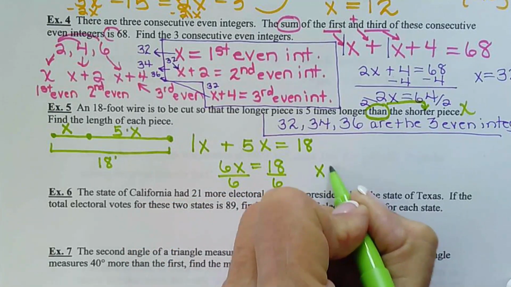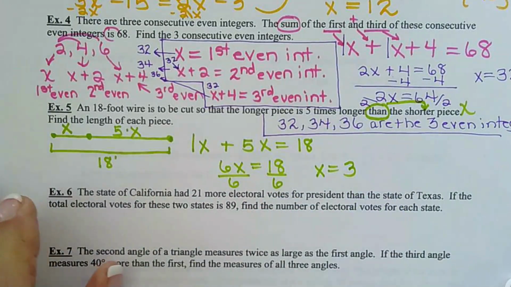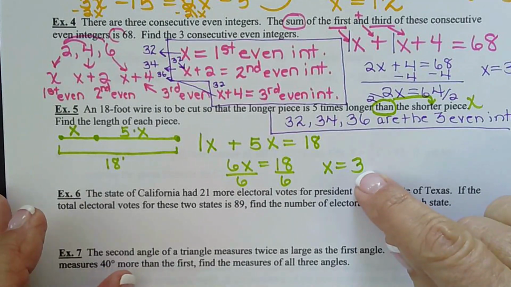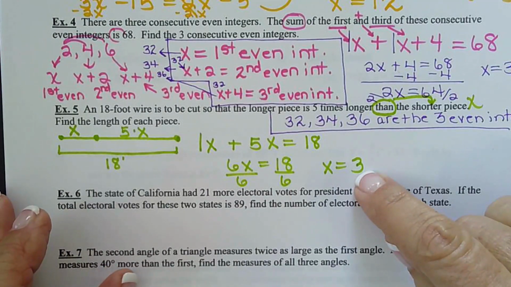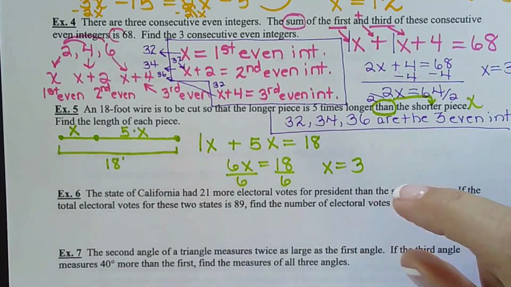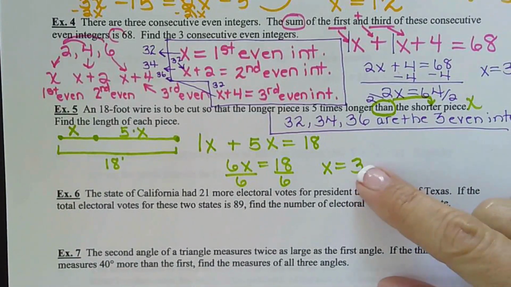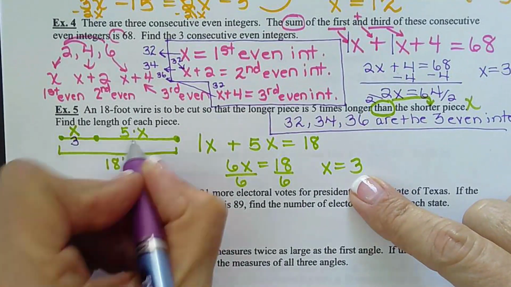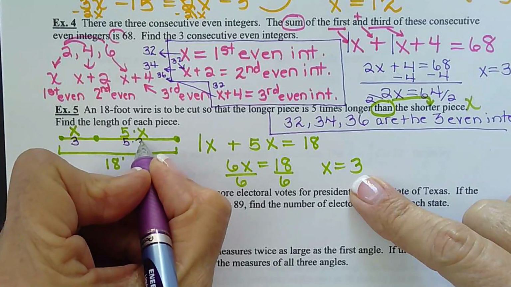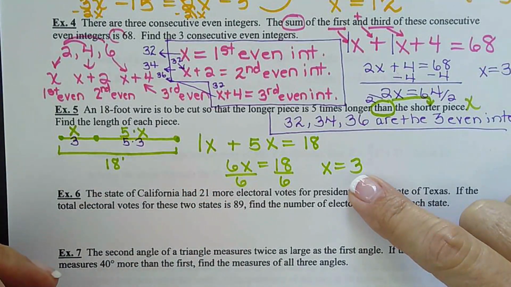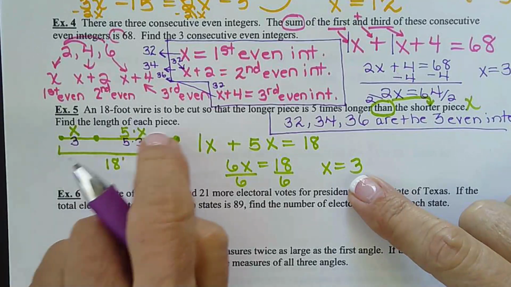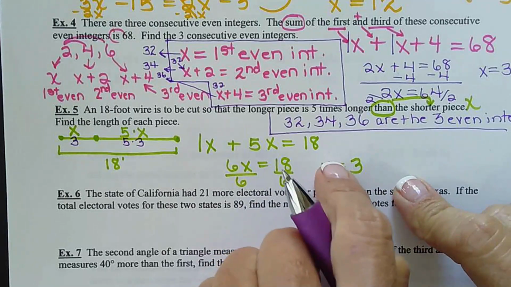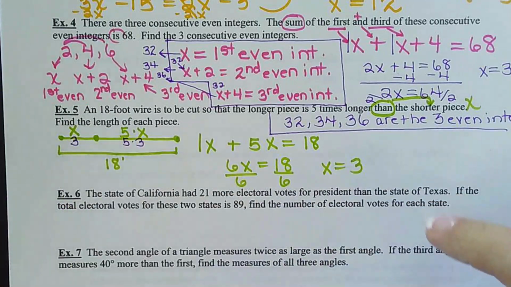And just like on the last problem, and every word problem you do from here on out, every X in this problem now has a value of 3. Every X. So I can go immediately to the picture and know what the 2 pieces are. This is 3, and this one's going to be 5 times 3. So every X gets 3 plugged in for it. Not just this X, every X in the problem.